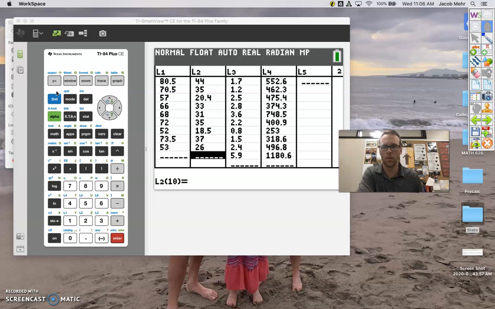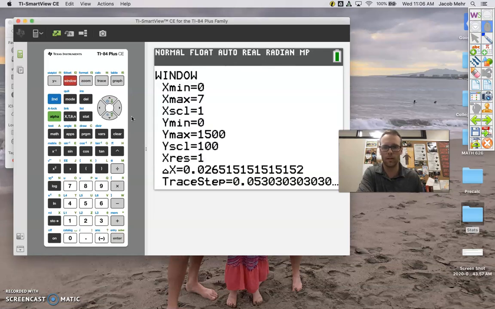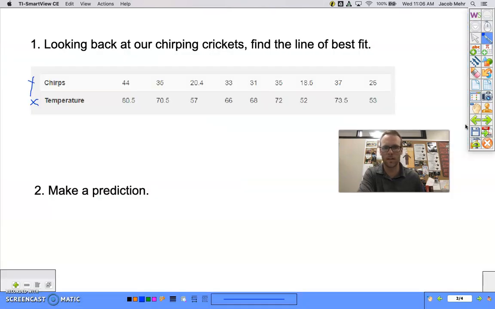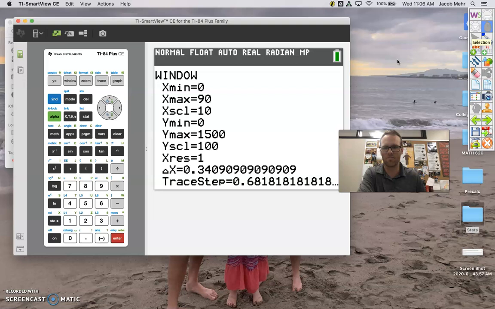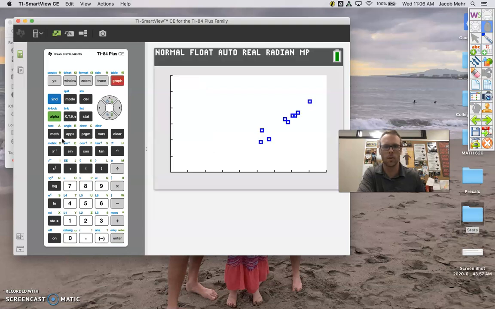I am going to go to my window. I haven't adjusted my window yet. And let's go 0 to 90, and let's go by tens. And then for our chirps, let's go 0 to, what was our biggest? Number of chirps, largest was 44. So let's go to 60. Let's give ourselves plenty of room. And let's go by tens. Okay. So here's the graph.